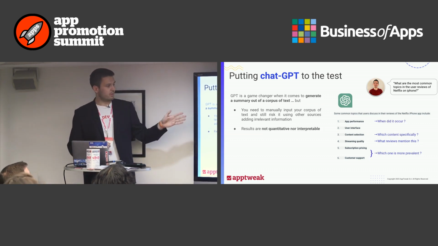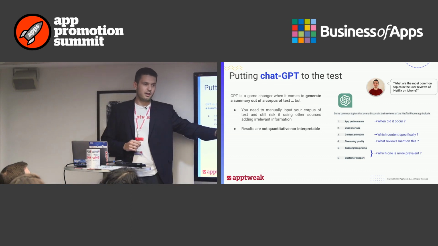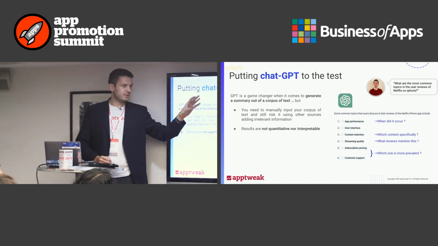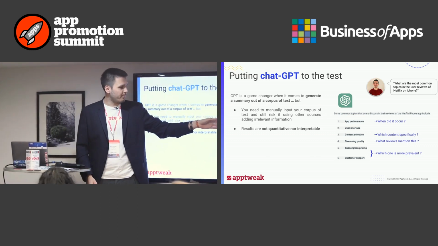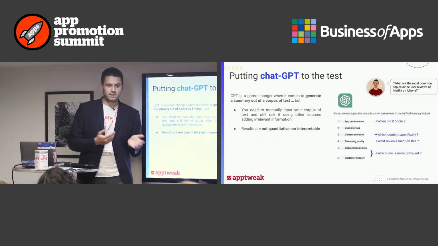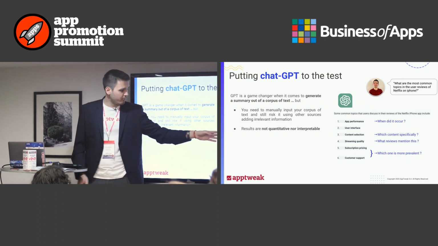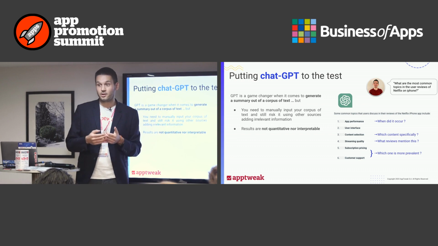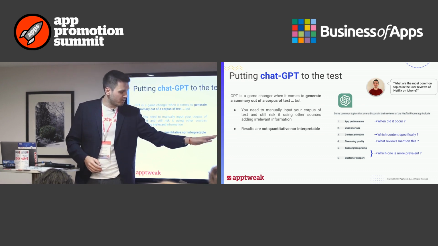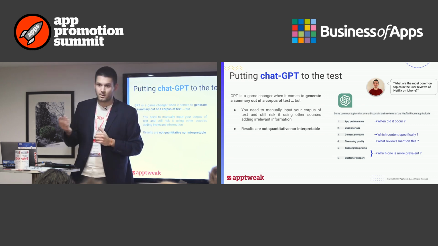Then, and most importantly, the results that are here look nice, but they are not quantitative and they are not interpretable. So, for instance, when we look at the app performance, maybe we want to know when this problem occurs. We don't know. If we look at the content, we want more detail. Which is the content exactly that users are complaining about? We don't know. And if we want to have a quantitative idea of which topic is more important than the other one, we don't have anything.